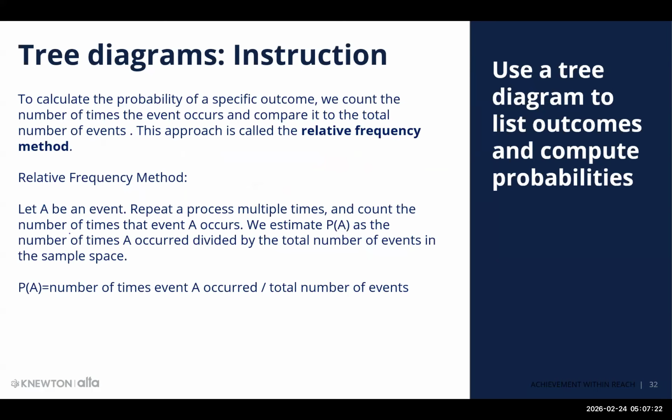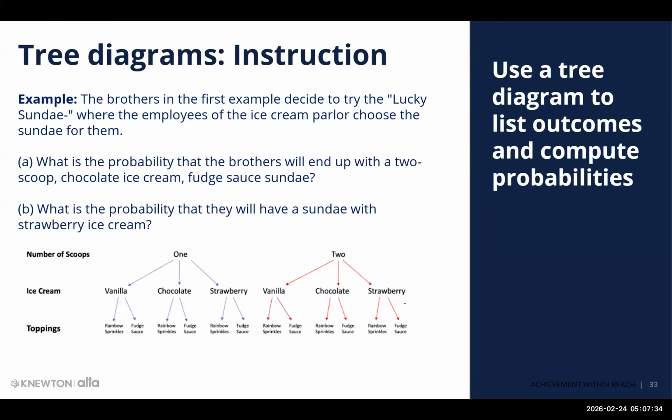They're calling it the same thing. It's the number of times an event A occurred over the total number of events.